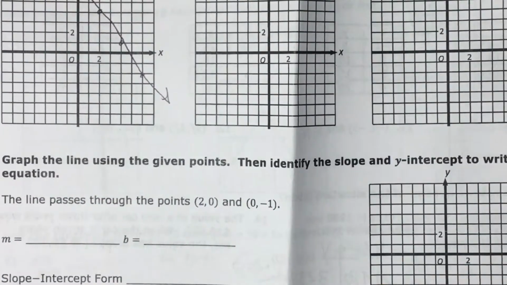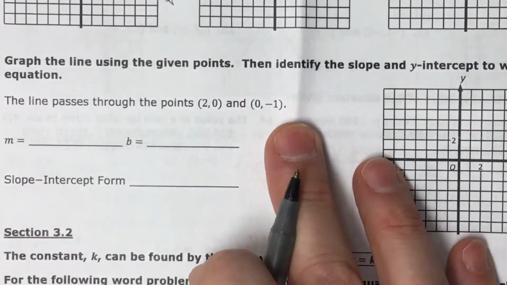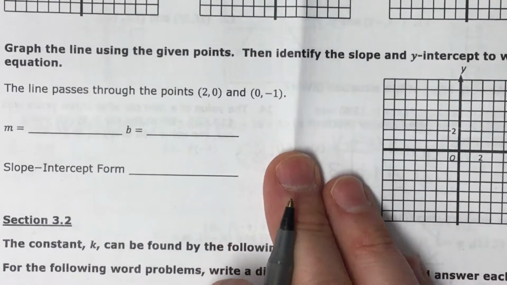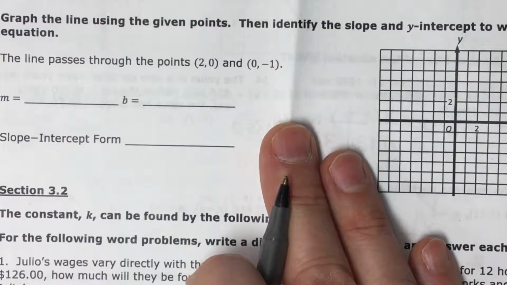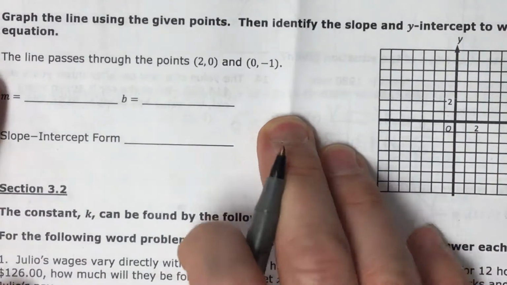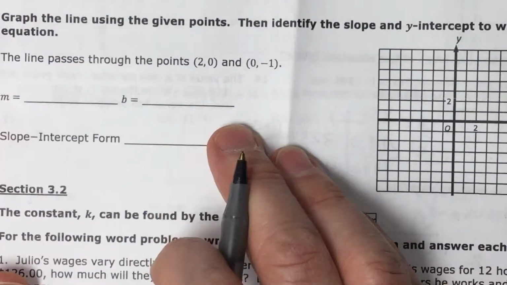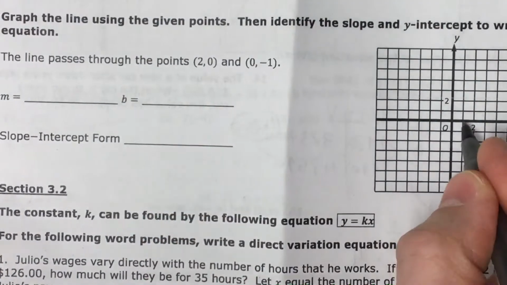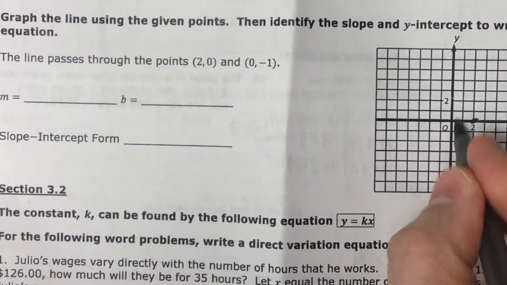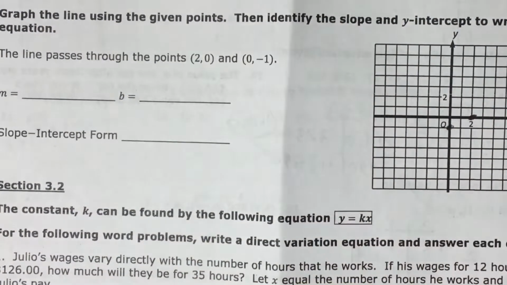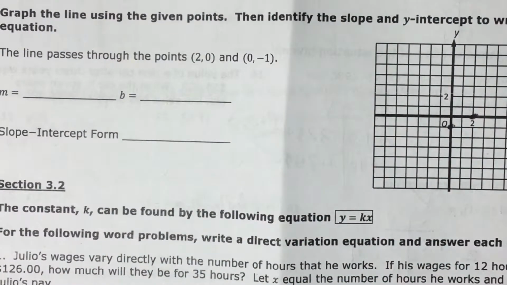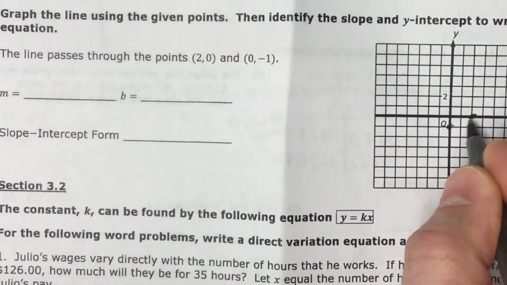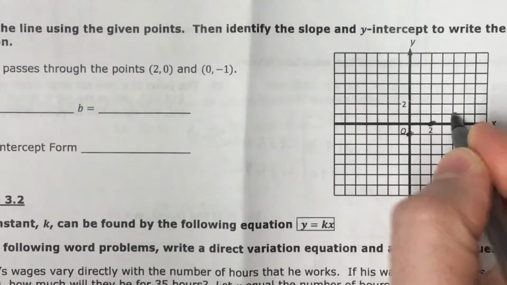Let's take a look at the next one. Graph the line using the given points. Then identify the slope and y-intercept to write the equation. All right, the line passes through the points 2, 0, and 0, negative 1. All right, so let's go ahead and plot those. 2, 0, 0, negative 1. Excuse me, it looks like we have a slope of up 1 over 2. So slope of positive 1/2.